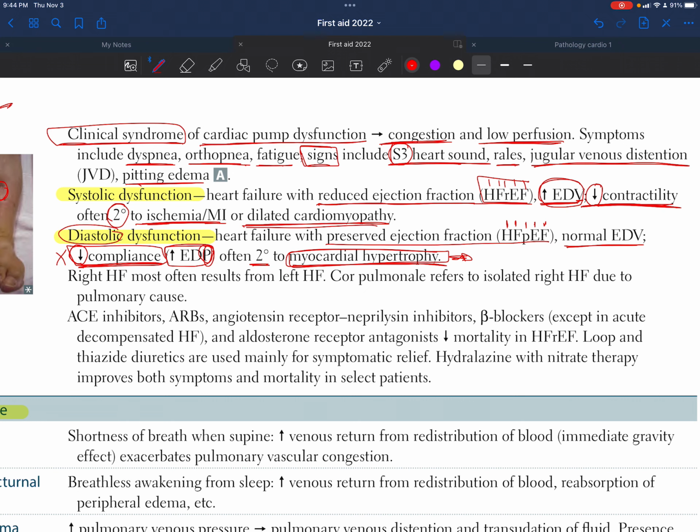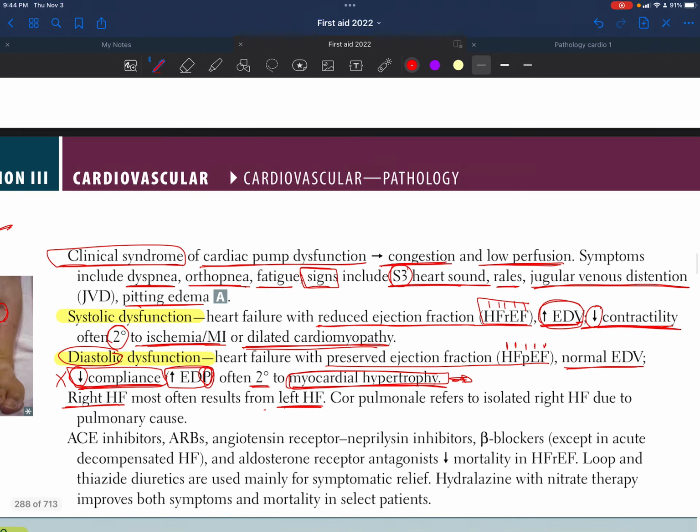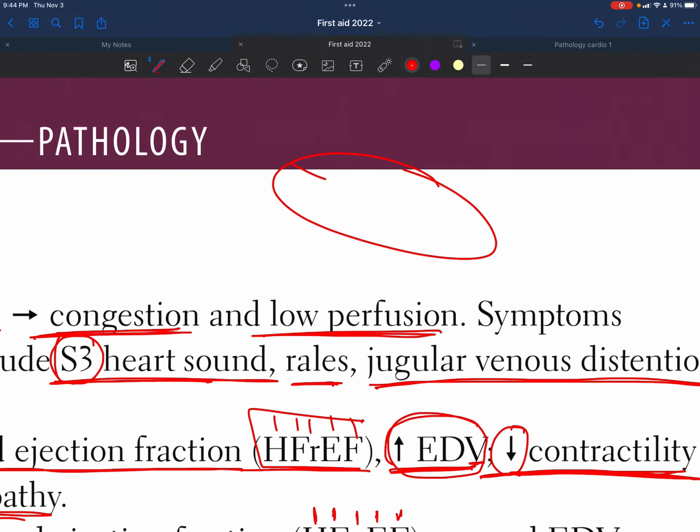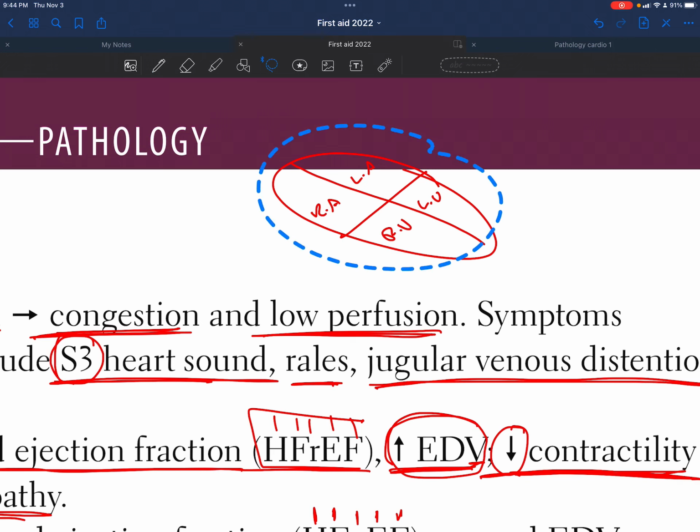Now it says that right heart failure most often results from left heart failure. That makes sense because we know this is the heart: the left atrium, left ventricle, right atrium, and right ventricle. So why is it looking this way?